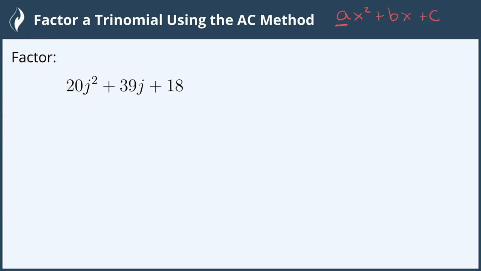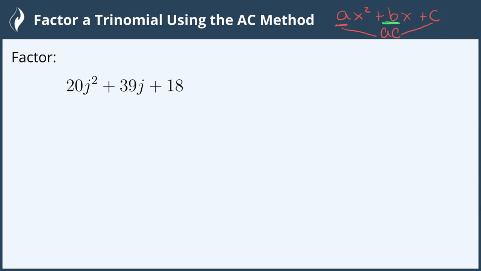When a does not equal 1, we use something called the AC method, meaning that we take the coefficient in front of the x squared and the coefficient without an x and multiply those together to find a larger number, and then find all of the factors that will add together to give us the middle term of b.